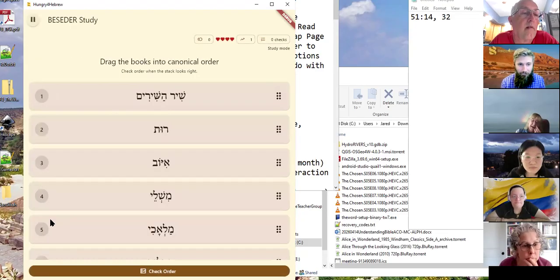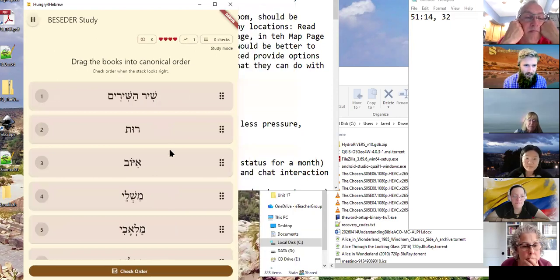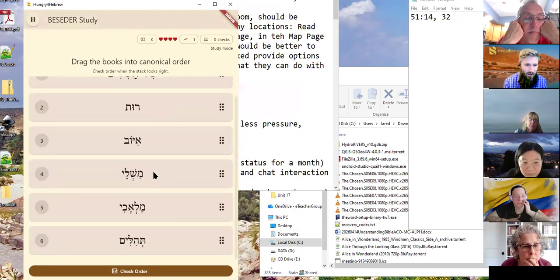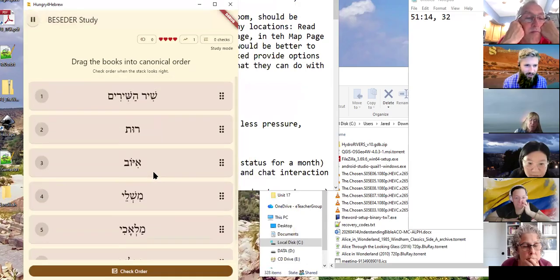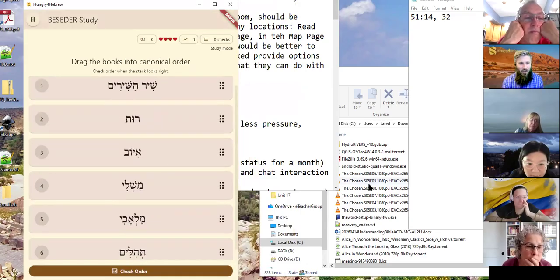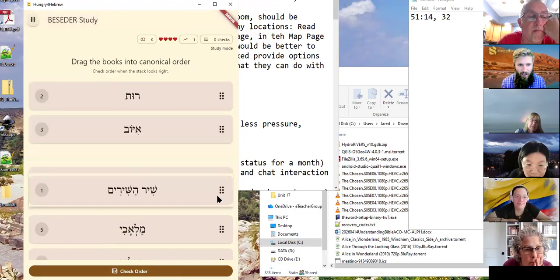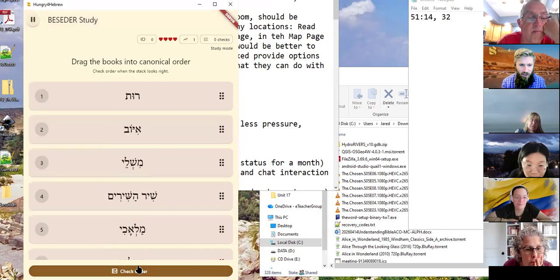So check this out. Canonical order in the Hebrew Bible. So what book is Shir HaShirim? That's the Song of Solomon, Song of Songs. What you're supposed to do is drag it into the right order, and then once you're done, you check the order, and if it's not right, it'll show the first one that's incorrect.